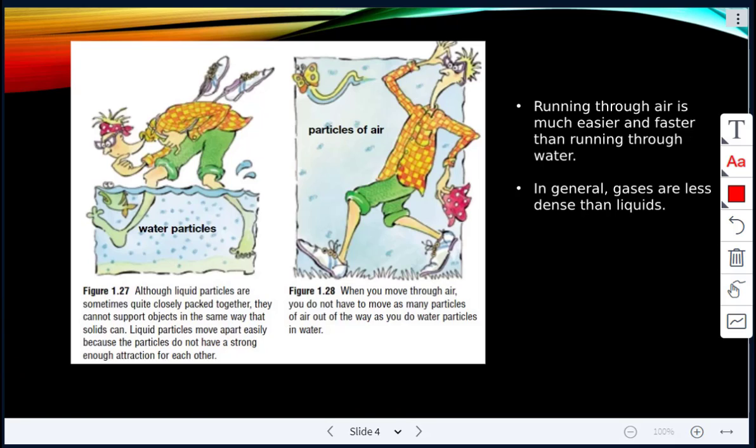Although liquid particles are sometimes quite closely packed together, they cannot support objects the same way that solids can. The reason is that liquid particles are able to move apart easily because they don't have a strong enough attraction to each other. In this diagram, when you're moving through air, you're not having to move away as many particles as you would if you were in water.